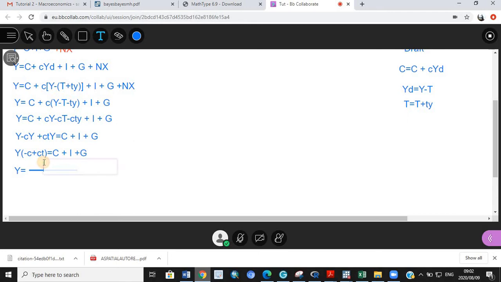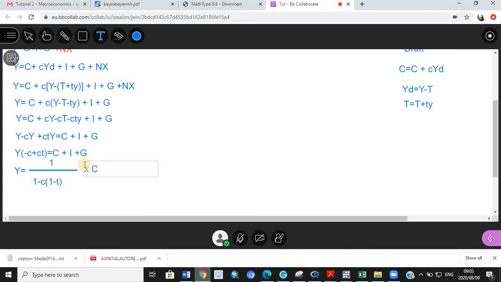This is going to be equal to 1 divided by 1 minus c. Okay, open the bracket, 1 minus t. Very good. So this is our multiplier. This should be times c.